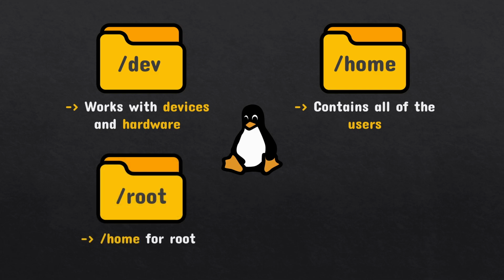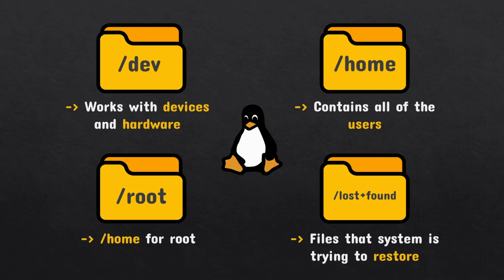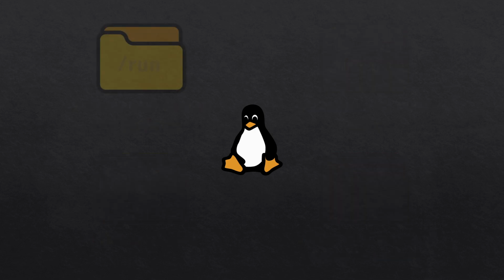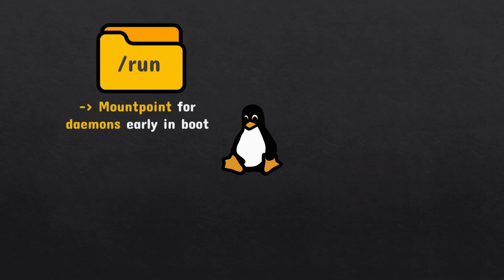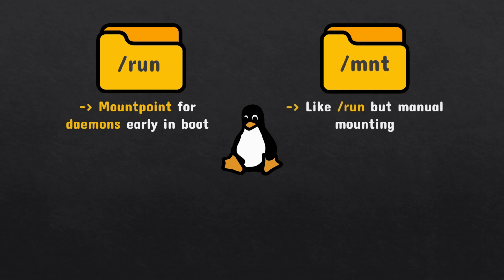Root is a directory which contains root user data. It is basically a home for a root user. Lost+found is a directory that has files which the system is trying to restore. Analogs of this folder are not only in the main root directory. Run is a mount point for system daemons and processes which start very early in the boot. Mount is basically the same as run, but it's for manual mounting.